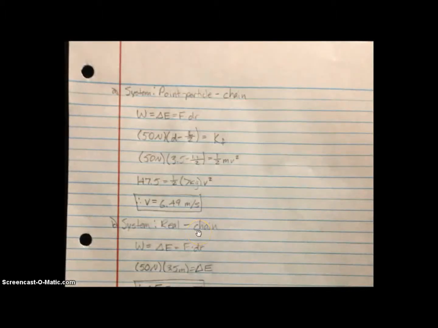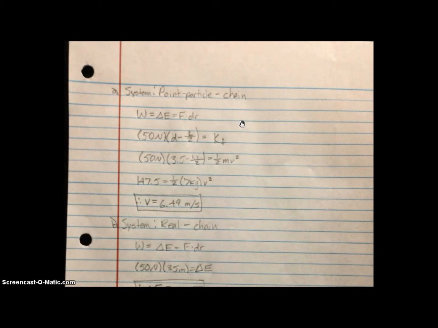The first part of the question wants us to find the velocity of the chain. To do that, I chose the point particle system of the chain, and I used the work energy principle. I set work equal to force times change in direction.